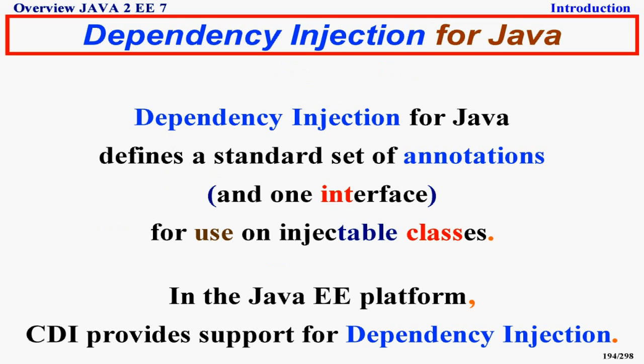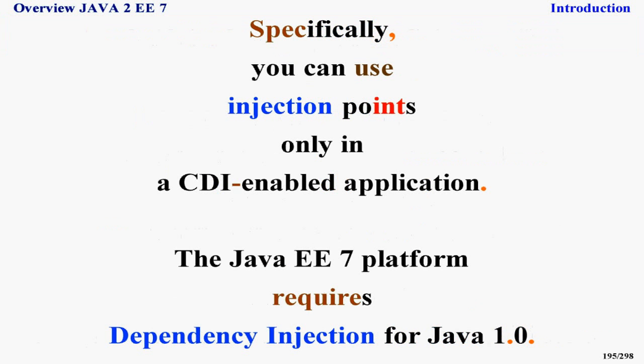In the Java EE platform, CDI provides support for dependency injection. Specifically, you can use injection points only in a CDI-enabled application. The Java EE 7 platform requires dependency injection for Java 1.0.